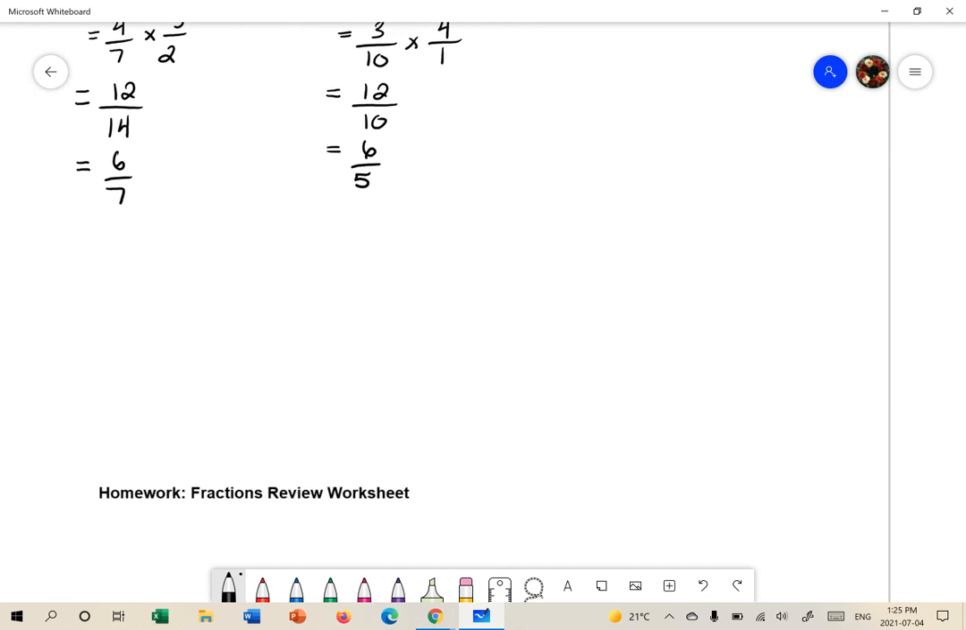There is a fractions review worksheet that is attached to this lesson, so ensure that you're completing that. The answer key to the fractions worksheet will be provided as well, so ensure that you double check your answers to make sure that you got them all correct and that you fully understand fractions.